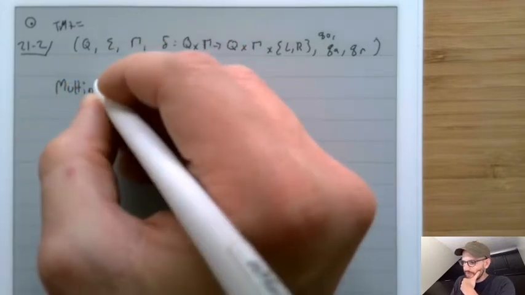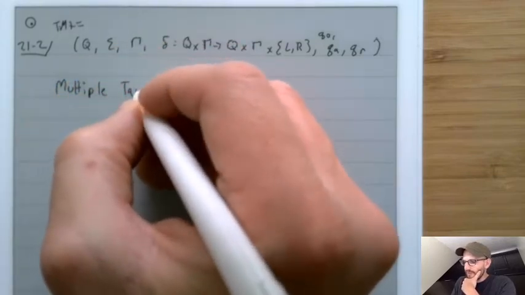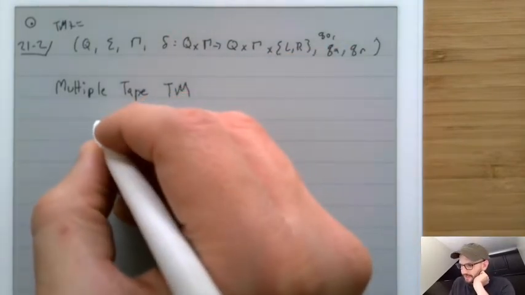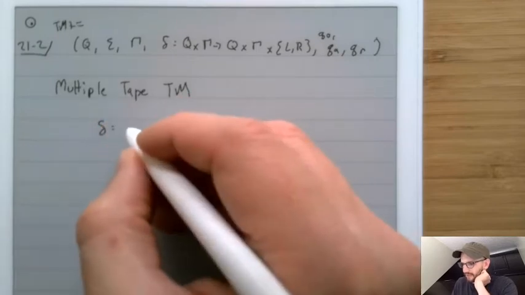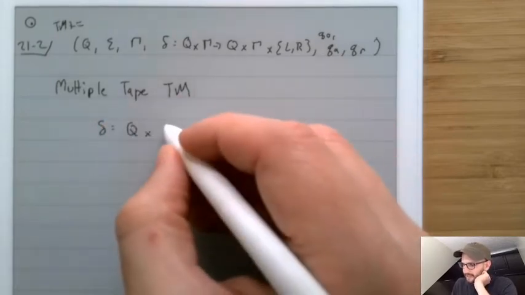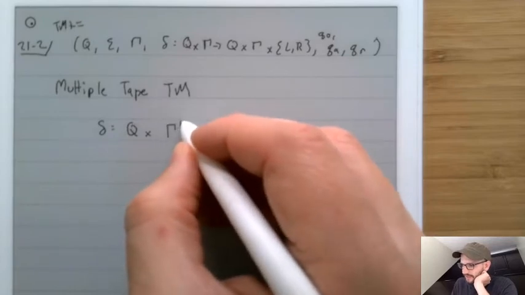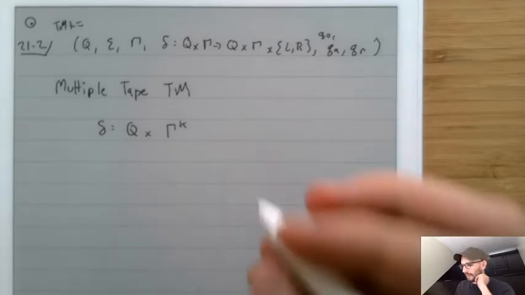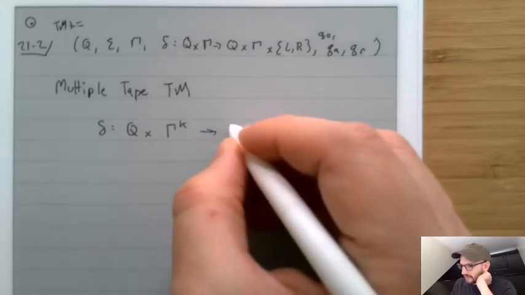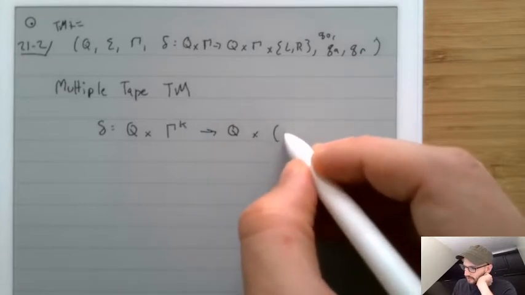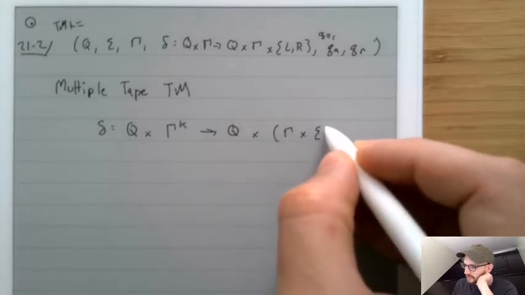Multiple tape Turing machine. And the idea behind the multi-tape Turing machine is that its delta function will be different. Its delta function will go from Q, that's the state that it's in, then it will go Gamma to the K, where K is how many different tapes there are. And then its result will be the new state Q, and then also what it's going to do to each tape.